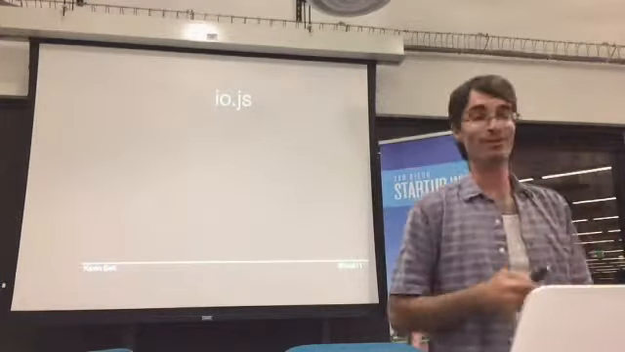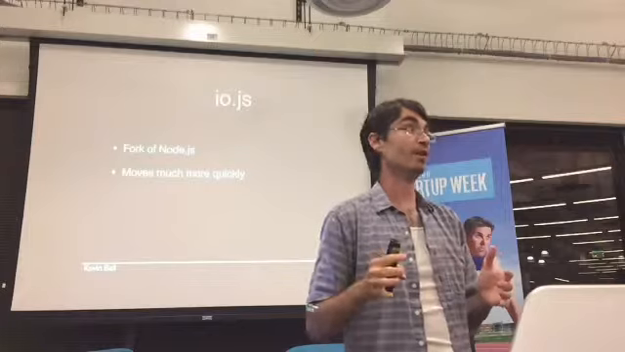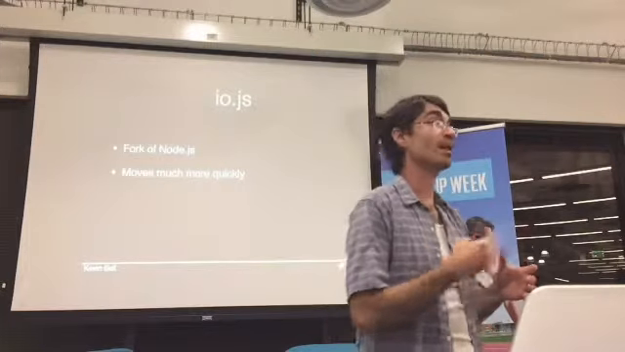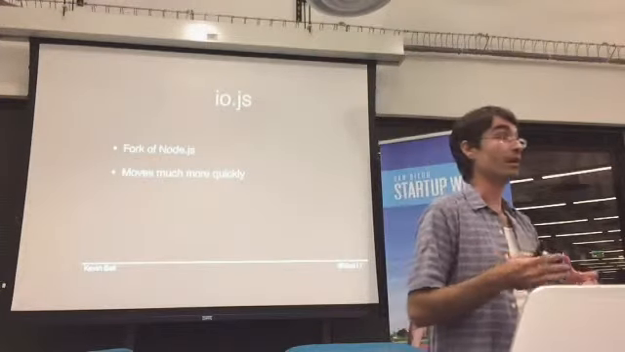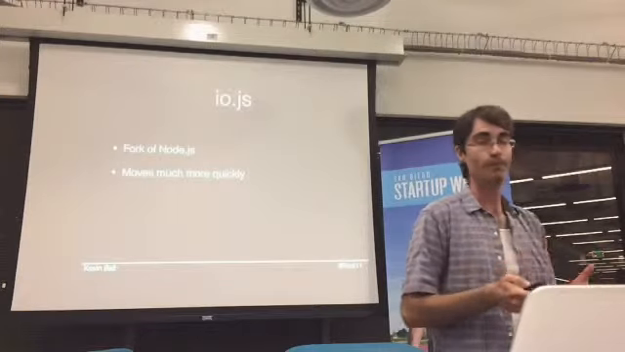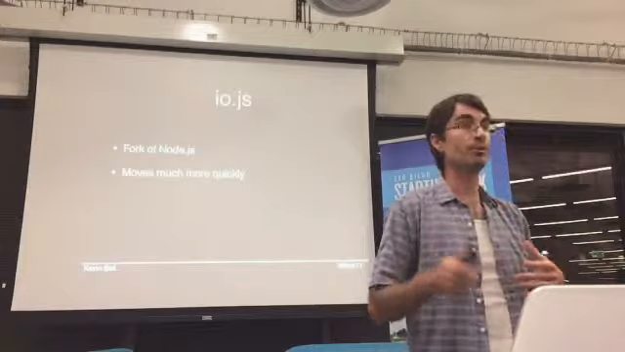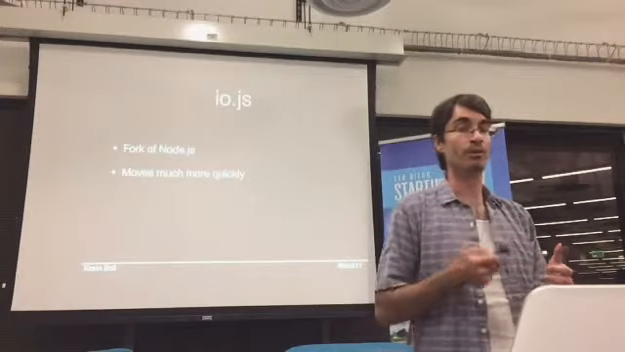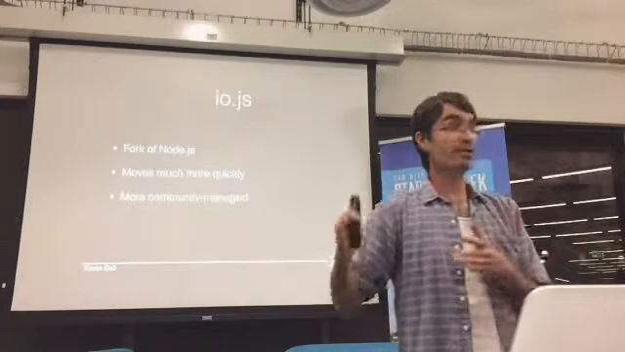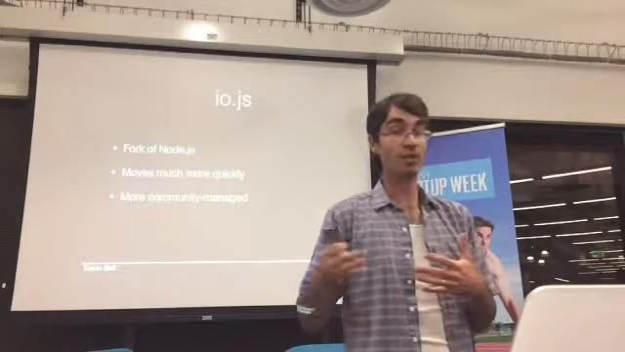io.js is a fork of Node.js, and it moves much more quickly. It was actually forked because 5 out of 6 of the core contributors to Node were dissatisfied with the management of Node, which is under Joyent, which is a company. And so they said, screw this, it's moving too slow, there's too much bureaucracy, and it's too much owned by one company. We're going to move it out, move much faster, and make it more of a community-managed process.